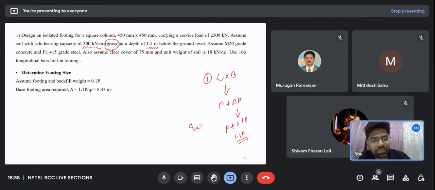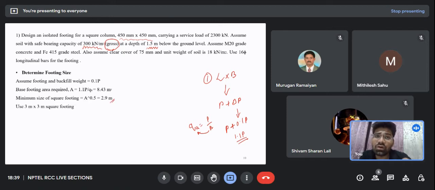QA is what? P by A. Area I can find. A will be equal to 1.1 P by QA. So from here I got the area of cross section. Since I wish to have a footing of square plan, because the column which is coming onto this footing is square, it is better to have a square footing also. So I will just simply take the root of this, and I get the side of the square footing as 2.9 meter, and I am rounding it off to 3 meter by 3 meter. So this was all about evaluating the length and the breadth of this footing.